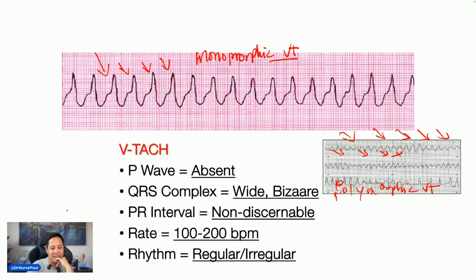Too fast VTACs can cause cardiac arrest. That's one of the cardiac arrests, right? Can they lose pulse? Because remember, too fast heart rate, decreased cardiac output. No cardiac output, no pulse, no blood pressure, right? Can they pass out? Can they lose consciousness? Yes. What's the priority intervention?